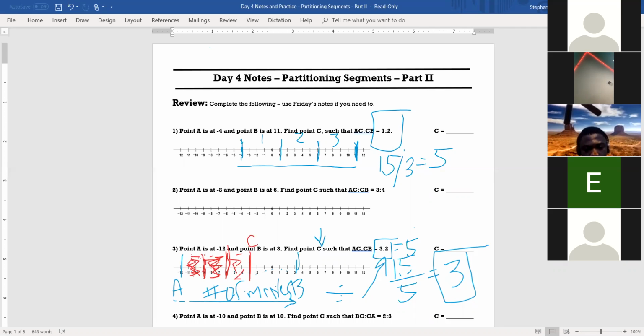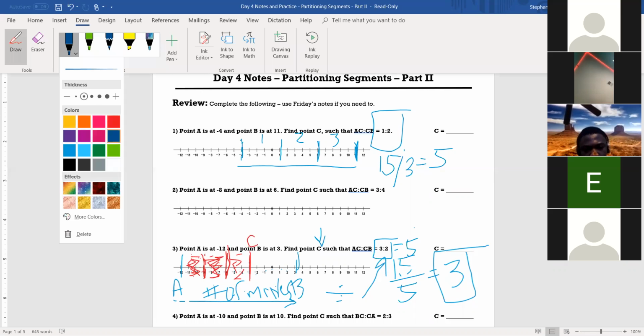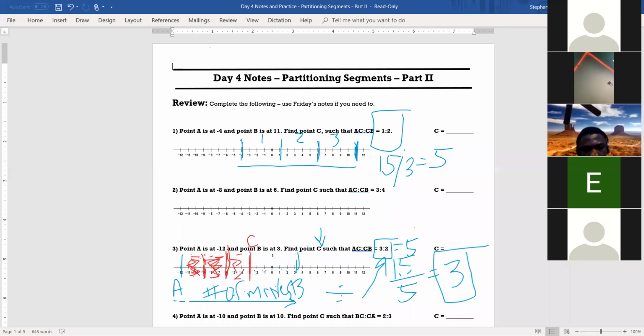And here's the other 2. Let's change colors again, and we'll put it here. 1, 2, 3 at 0. 1, 2, 3 back at 3 to start. And here is our other 2. So there's our 3-to-2 partition split right there that we needed.